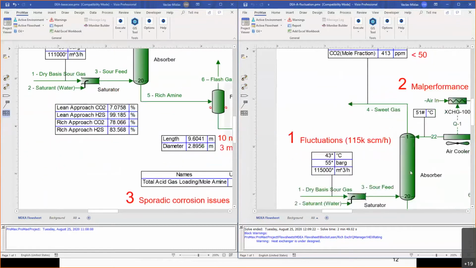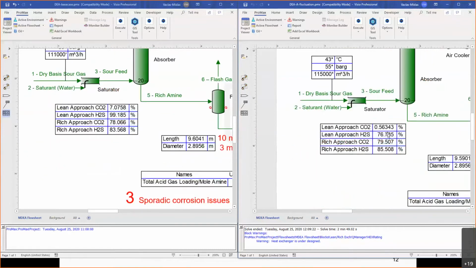What is also interesting to see is that the lean approach has actually decreased a bit. The reason is that the position of the pinch has moved even more towards the bottom. So this is really our bottleneck, and it actually limits also the sweet gas purity more than the lean amine purity, which is why we're seeing the lean approach of H2S decreased slightly. All right, so this was case A.